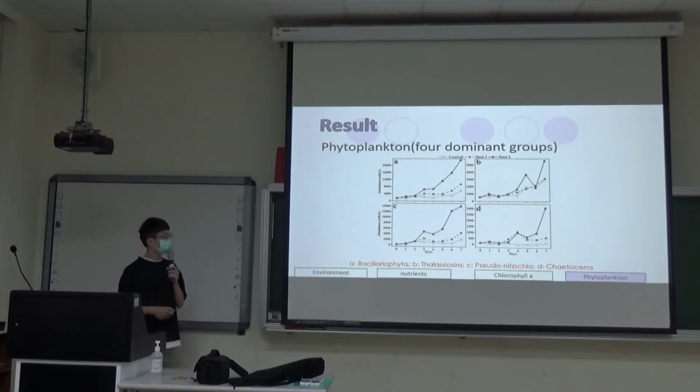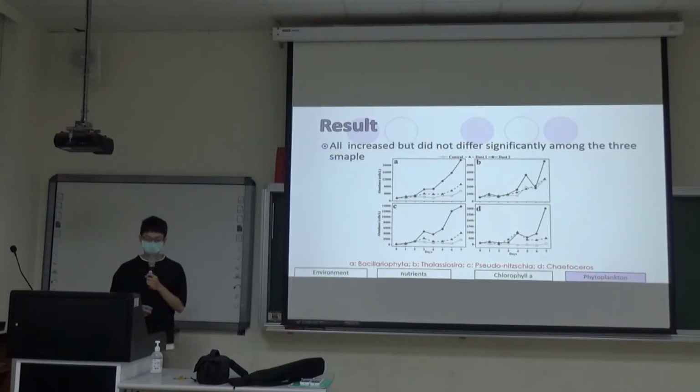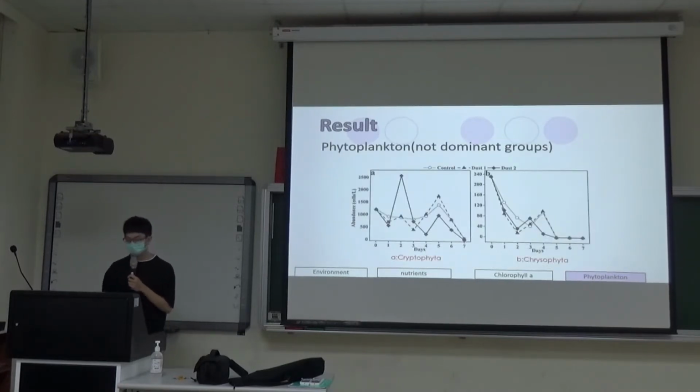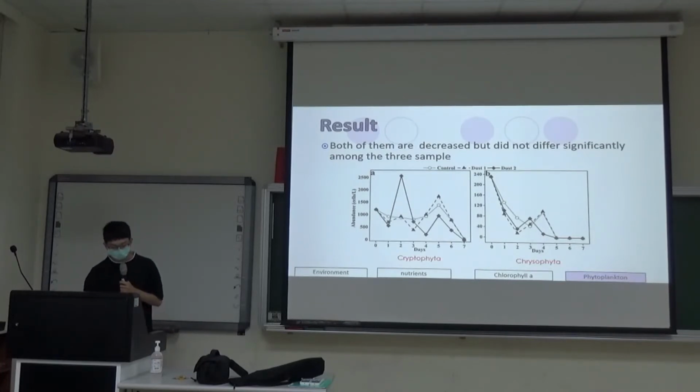And then we talk about the phytoplankton. There are 4 dominant groups. We can see the four groups all increased, but didn't differ significantly among the 3 samples. And then we are talking about the non-dominant groups. And we can see that both of them decreased but didn't differ significantly among the 3 samples.